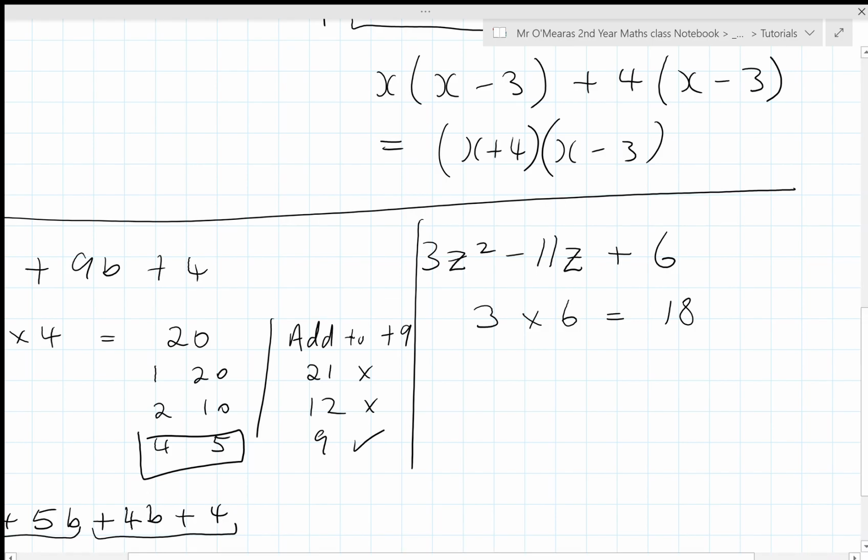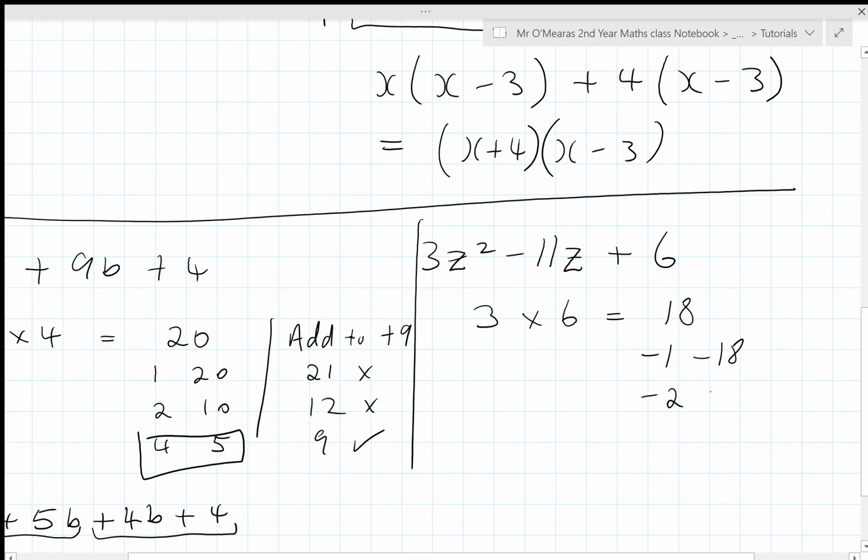If I just go 1 by 18, 2 by 9, 3 by 6, none of those will add up to minus 11. So when we think about positive numbers, there's also the possibility that a positive number has been gotten by multiplying two negative numbers together. Because it's minus 11, my two answers will have to be negative. There's no other way of getting a negative number in this particular case. So minus 1 and minus 18. When we multiply those together, we get plus 18, because two negatives give a positive.